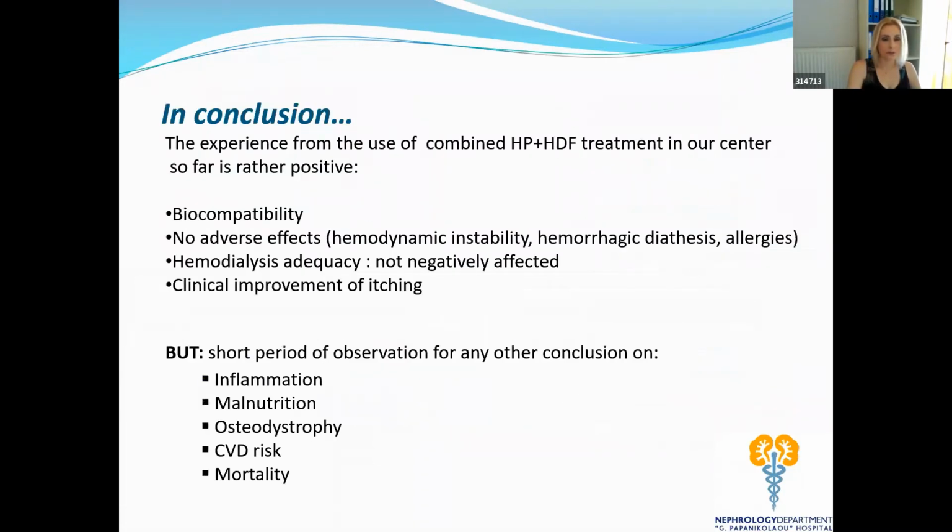So in conclusion, the experience from the use of combined hemoperfusion and hemodiafiltration treatment in our center was so far rather positive. All patients claimed the skin itching improved. There were no adverse effects such as hemodynamic instability, hemorrhagic diathesis, allergies, or any other manifestations of bioincompatibility.